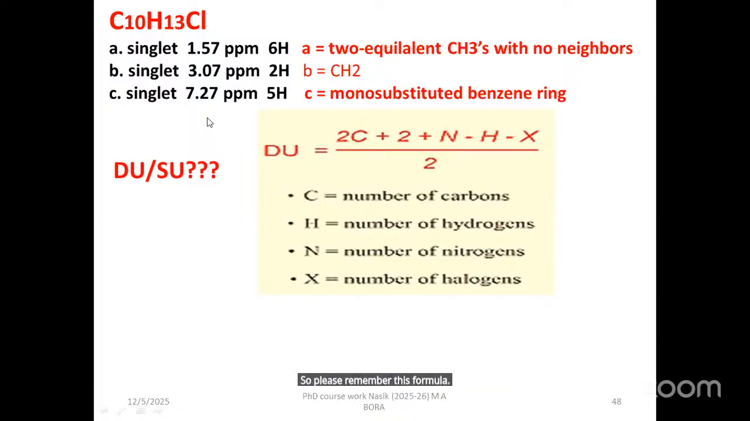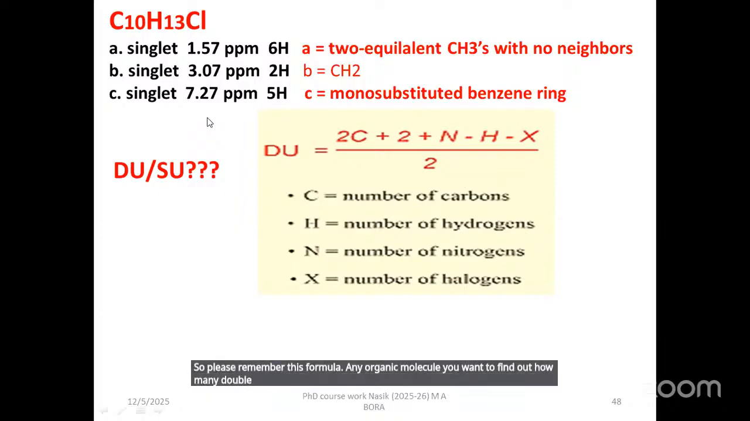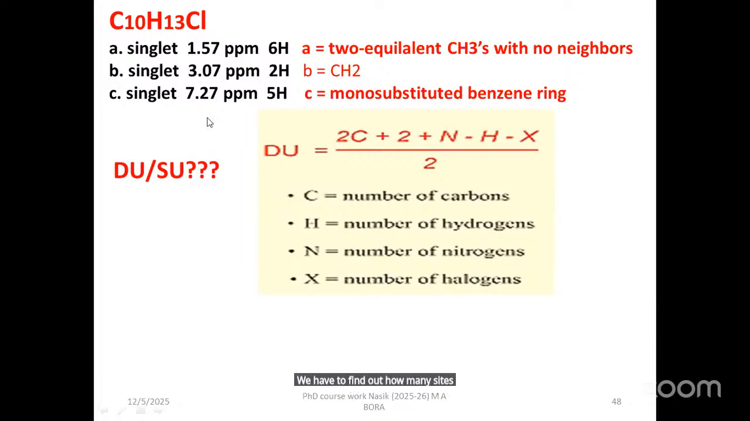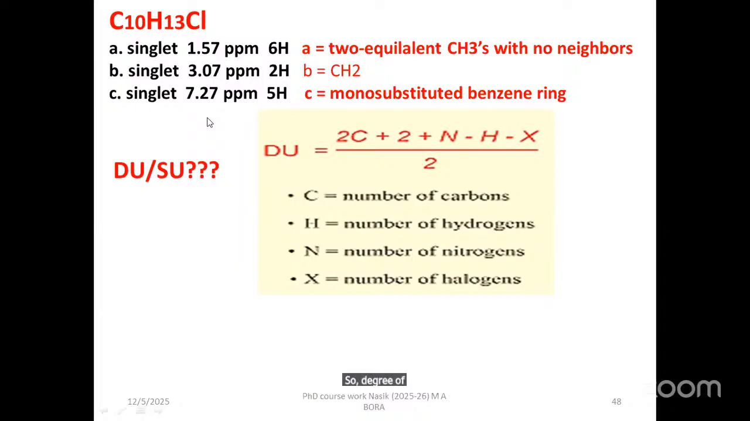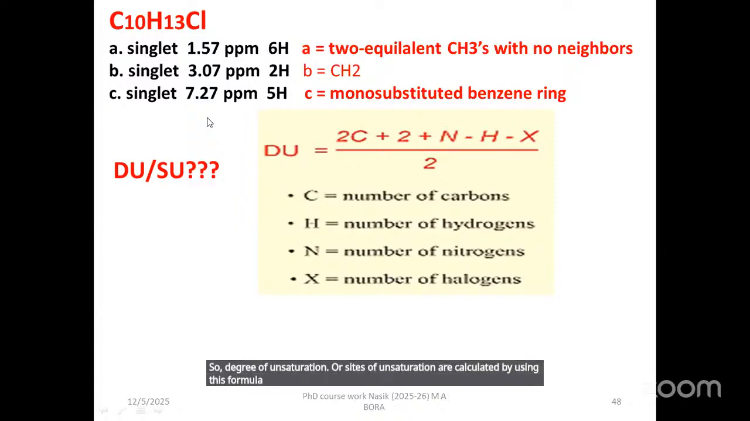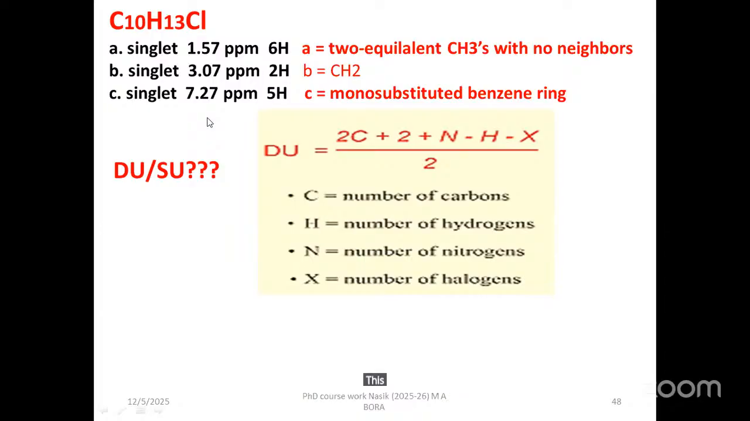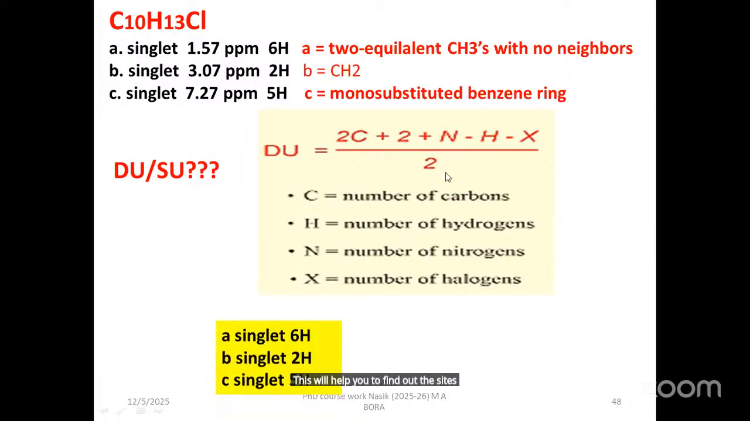Any organic molecule you want to find out how many double bonds or how many rings can be present, we have to find out how many sites of unsaturation or degree of unsaturation present in that molecule. So degree of unsaturation or sites of unsaturation are calculated by using this formula, that is 2C, meaning number of carbon atoms into 2 plus 2 plus N, number of nitrogen atoms, minus number of hydrogen and halogen atoms. This will help you to find out the sites of unsaturation or degree of unsaturation.